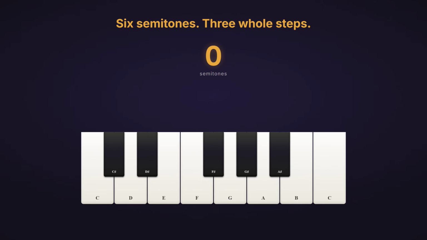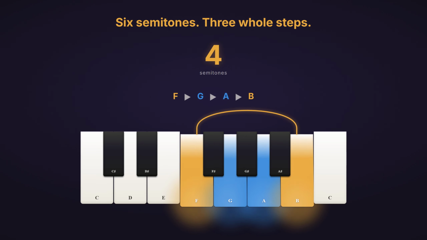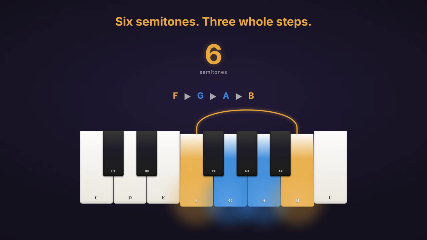Let us walk it from F. We start on F. 1 whole step up lands on G. A second whole step up lands on A. A third whole step up lands on B. 3 whole steps, F to G to A to B, and we have arrived at the tritone. Hear the bottom note and the top note together.